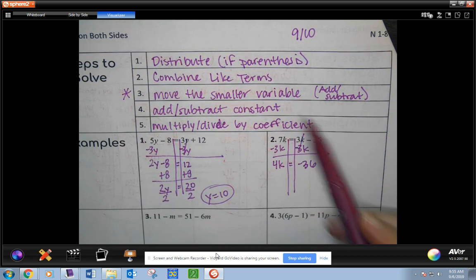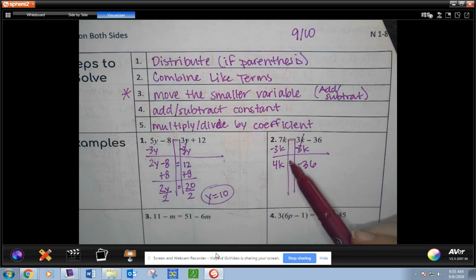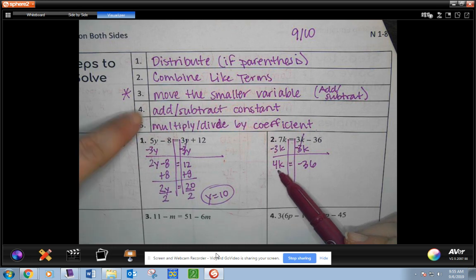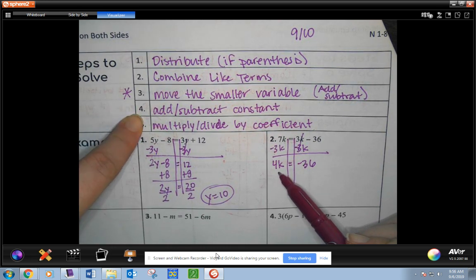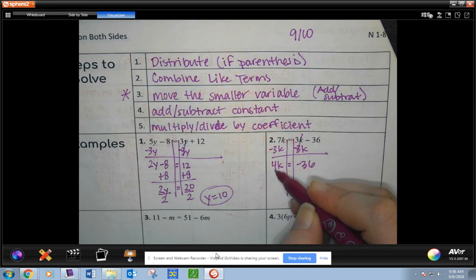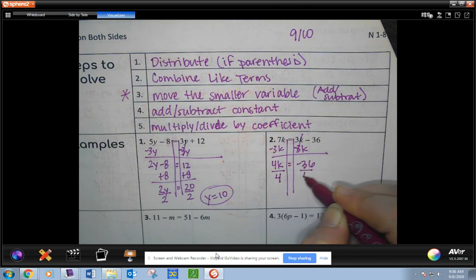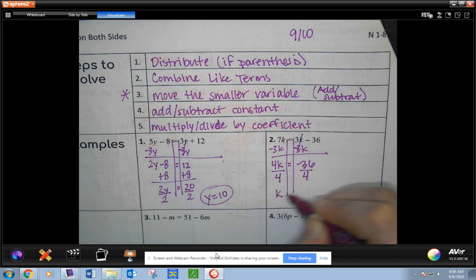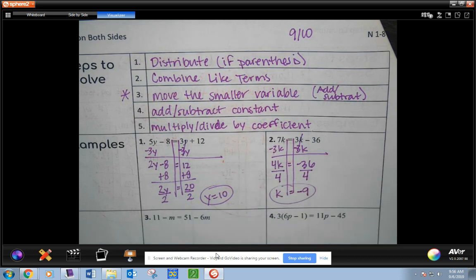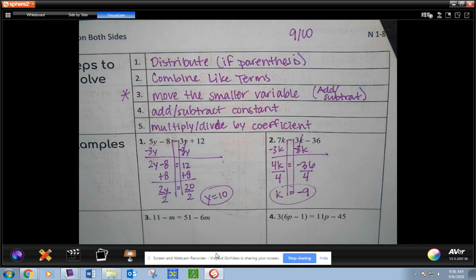Okay, I don't have an add or subtract constant. There's no plus or minus over here. So I'm going to skip step 4 and move to step 5. Since these are touching, that means I'm multiplying, so I must divide by 4. And that will give me negative 9. Now, y'all can do the plug-in like I just showed you, and you can check it yourself. And that's a great tool to do for your worksheet while you're working, especially since I'm not here.